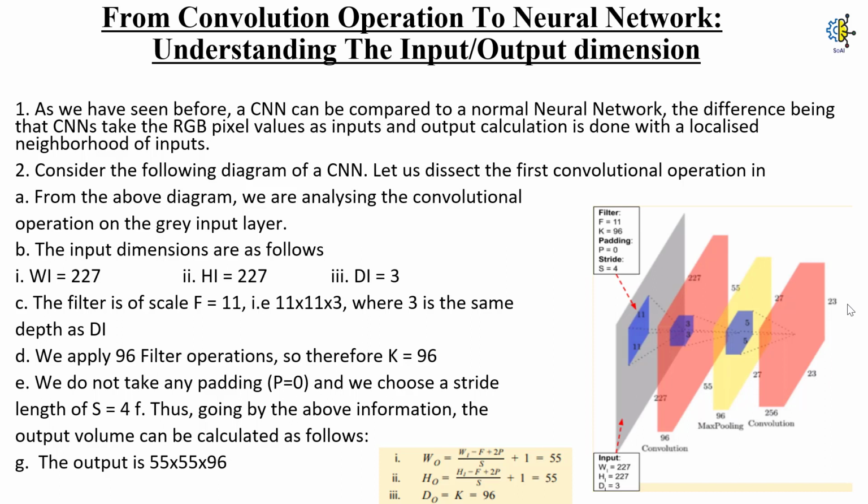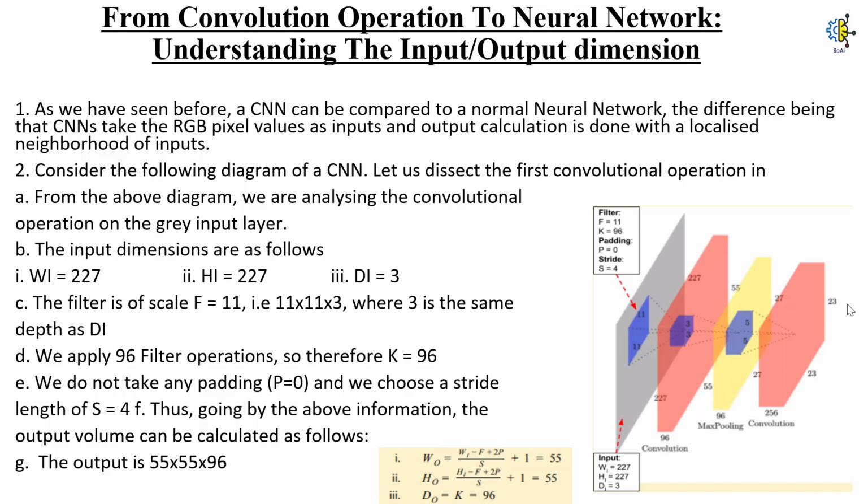Understanding the input-output dimension. As we have seen before, a CNN can be compared to a normal neural network. The difference being that CNNs take the RGB pixel values as inputs and output calculation is done with a localized neighborhood of inputs. Consider the following diagram of a CNN. Let us dissect the first convolutional operation in the above diagram.